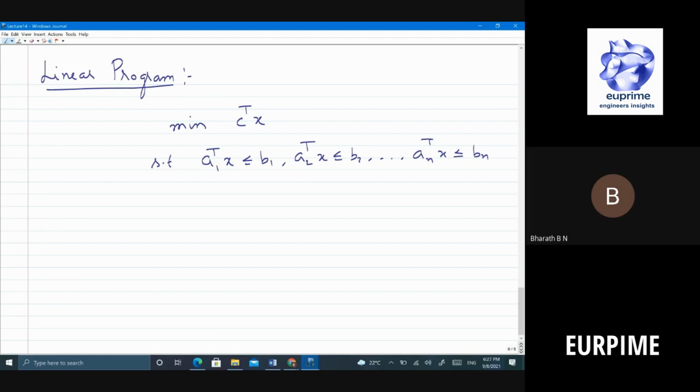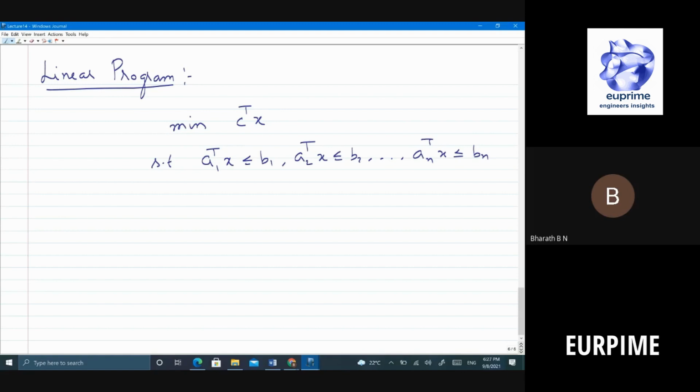Now I want to solve this problem. Of course I won't tell you how to solve this problem, but let's try to see what kind of constraint this is. Well, where do you get these problems? There are so many applications, mainly in computer science, where you end up having these kind of constraints. But let's try to understand what these constraints mean. So what is A1 transpose X less than or equal to B1? That means you should collect all those points such that A1 transpose X is less than or equal to B1.